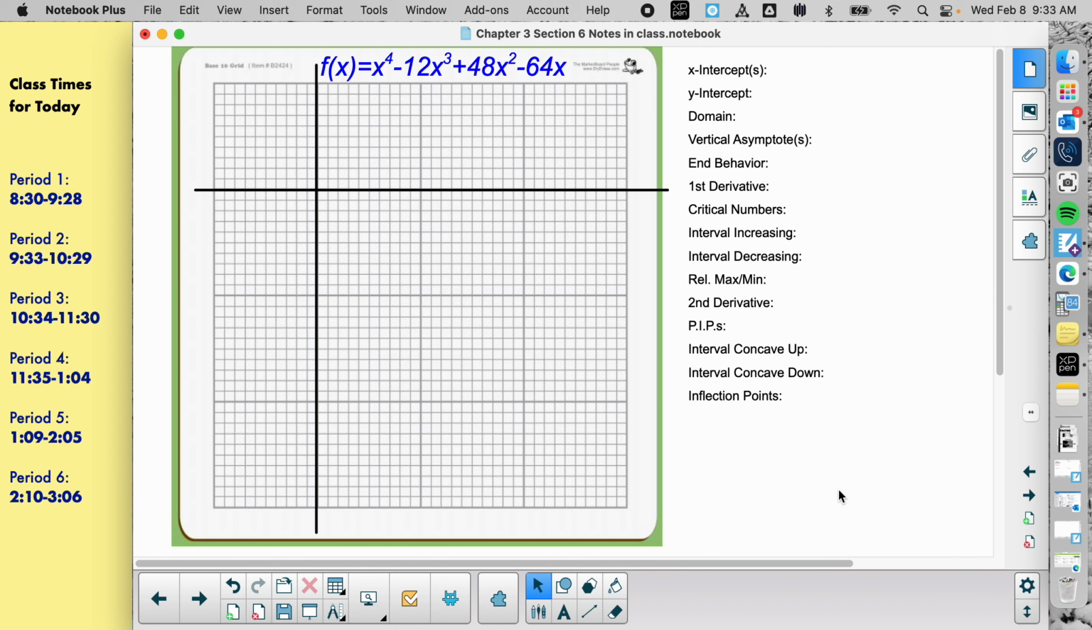Will there be like 5.1 to 5.3 on the test next week? No. Well, not currently planned. I haven't written the test, so. If I do plan on putting some on there, I would let you know.